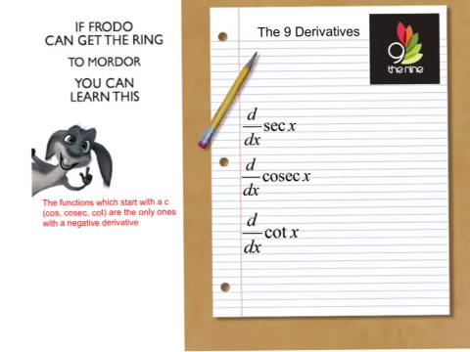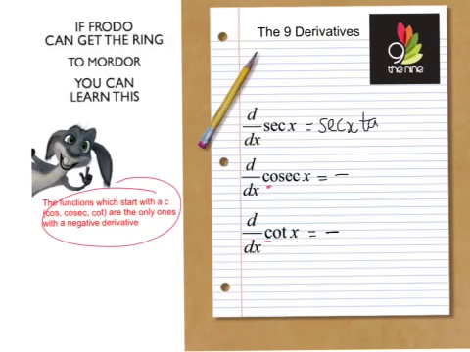Next 3 to learn: sec, cosec, cot. Now 2 of these start with a c, cot and cosec, so both of those are going to have negative derivatives and sec is going to have a positive derivative. These are slightly harder to learn, so just write them out a billion times. Derivative of sec is sec x tan x. Derivative of cosec is minus cosec x cot x. Derivative of cot is minus cosec squared x.